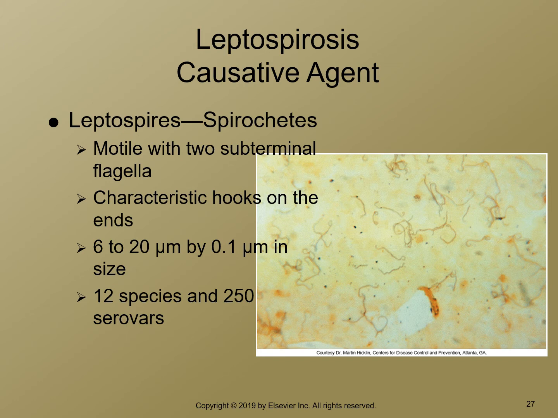Remember, another thing with spirochetes is that they can't be visualized well with routine gram stain, so specialized stains need to be performed. This is an example of leptospires observed on a silver stain. Here you can see the characteristic hook ends on either side of the organism.